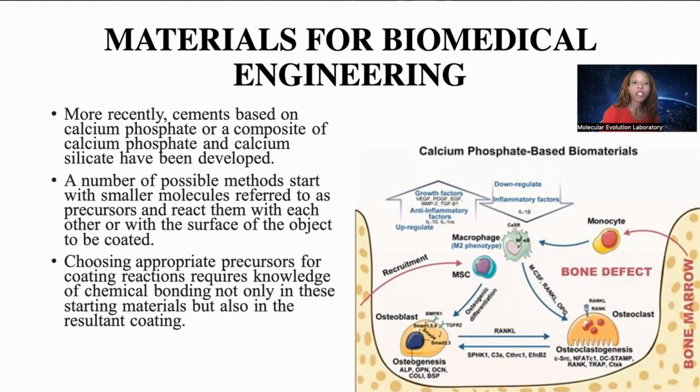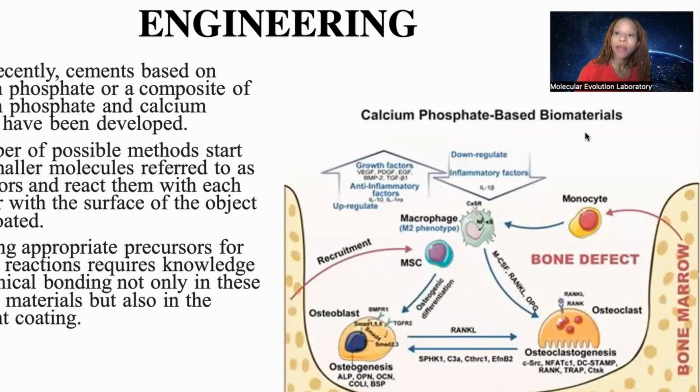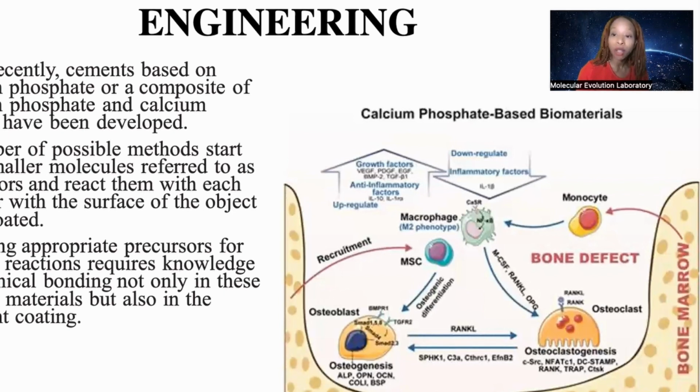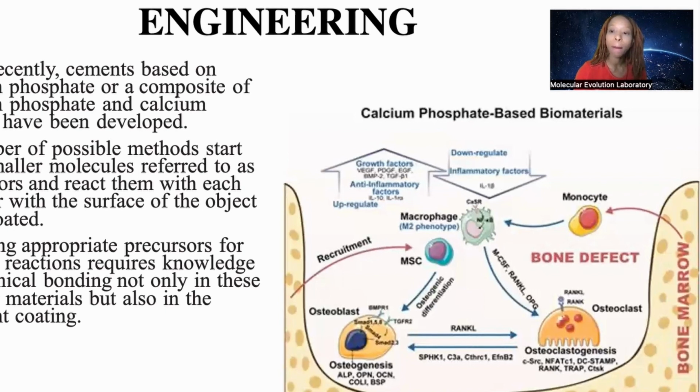Choosing an appropriate precursor for a coating reaction requires knowledge of chemical bonding, not only in the starting materials but also in the resultant coating. So here we can see a calcium phosphate based biomaterial. Calcium phosphate based materials are synthetic materials used to reconstruct damaged bones. This also incorporates the bone healing process, where the calcium phosphate material degrades while the bone reforms or generally restores itself.